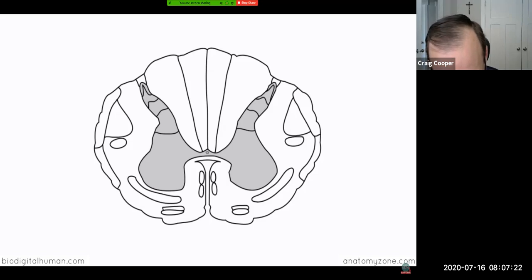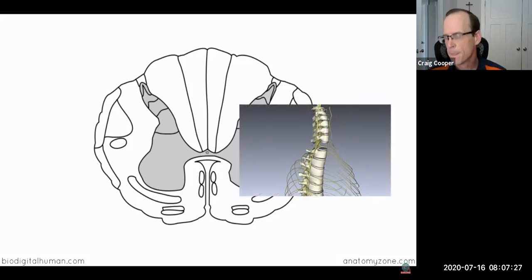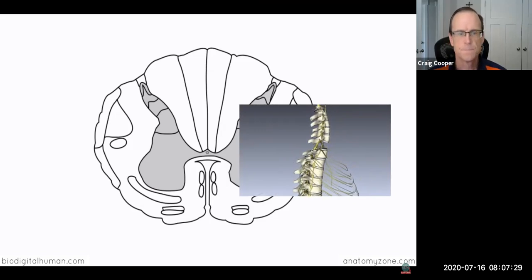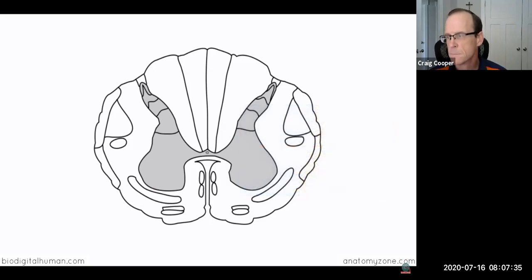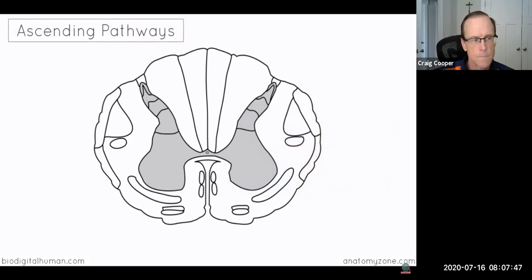periphery. So what we're looking at here is a horizontal section of the cervical spinal cord, and you'll recognize the H-shaped grey matter in the middle, and around it is the white matter. And there's various different shapes that you'll see here, and these represent the different ascending and descending spinal pathways. So first we'll take a look at the ascending pathways.